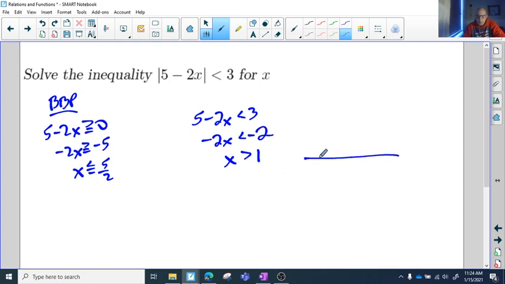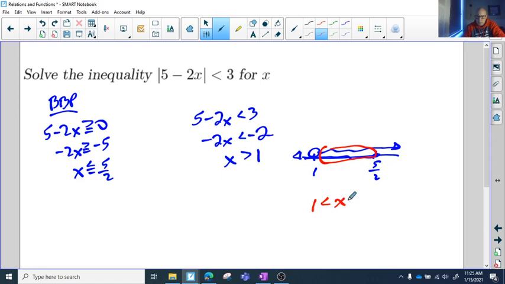This would be, so 5 over 2 is 2.5, so that's here. And 1 is here. So greater than 1 is all of those numbers. Less than or equal to 5 over 2 is all of those numbers. So these two sets overlapped right here. So that means that 1 is less than x, right?